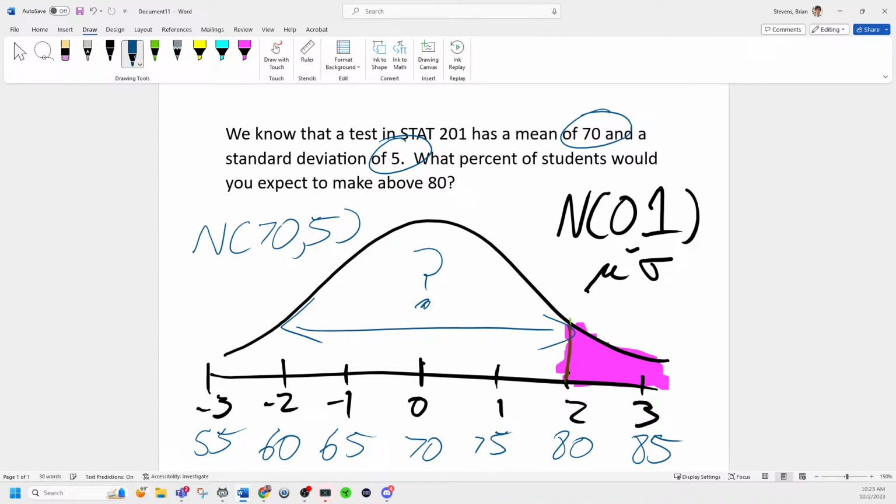And so quickly, who knows the answer to this? How much area is within plus or minus 2 standard deviations?